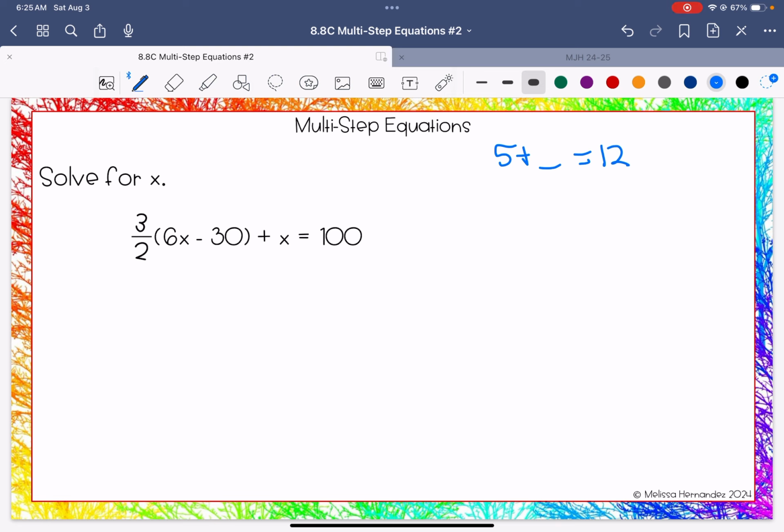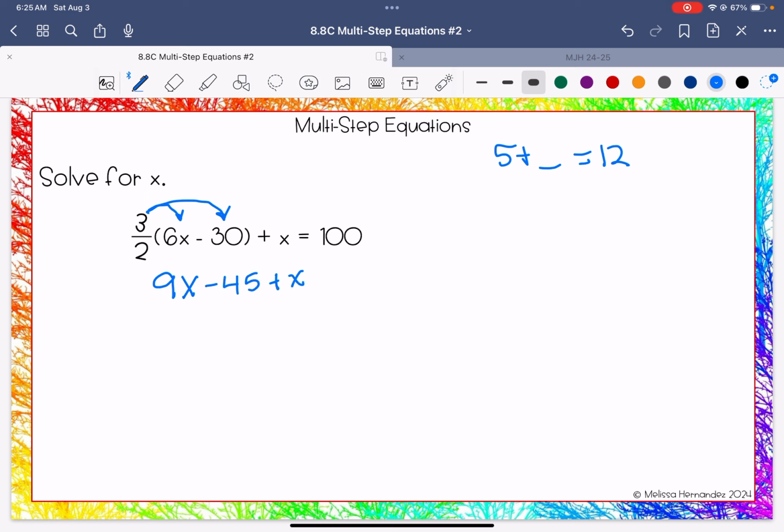When I say distribute, you're going to distribute to everything inside, which is a fancy word for multiply. When you multiply fractions, you multiply straight across, meaning numerator, numerator, denominator, denominator. So really it's 3 times 6 is 18, divided by 2, so that gives you 9x. 3 groups of 30 is 90, half of that is 45.